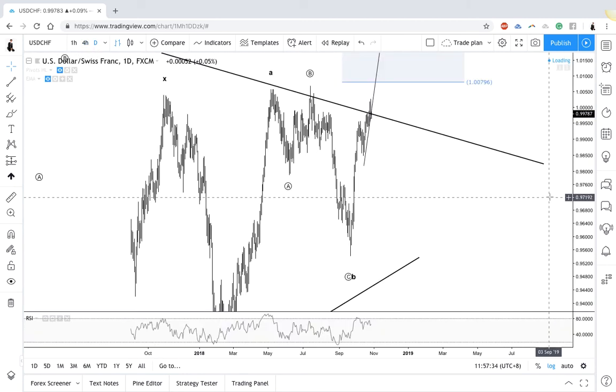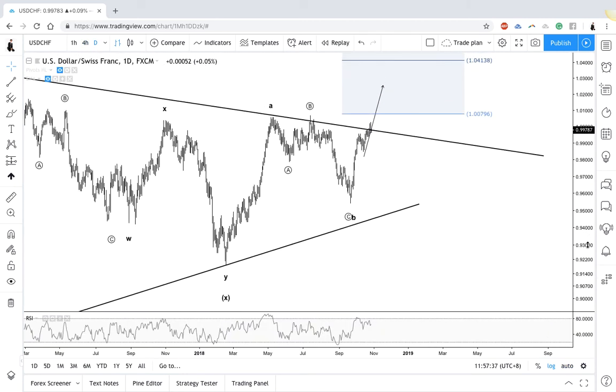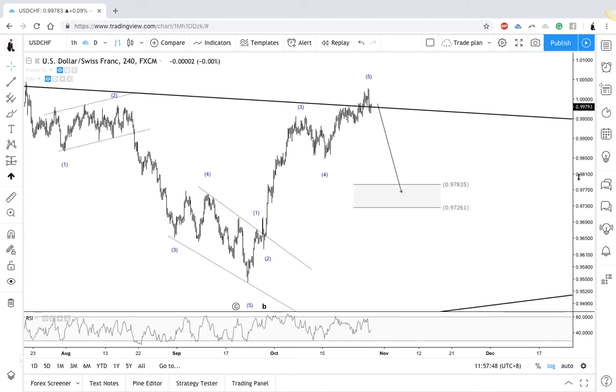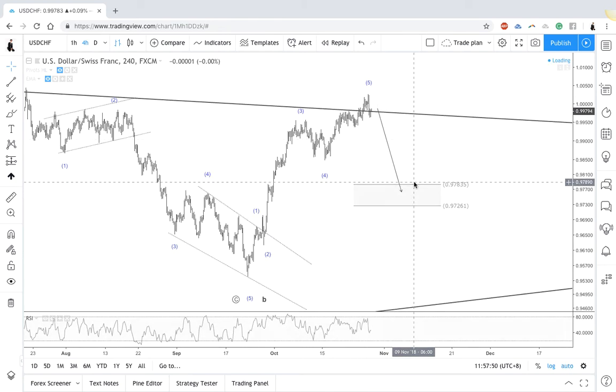Okay, the larger picture for the dollar Swiss franc is to the upside. Alright, as long as this low remains intact, which is a very high probability, we expect the dollar franc to continue to rally over the long term. Okay, at least for this week, it's a correction lower.